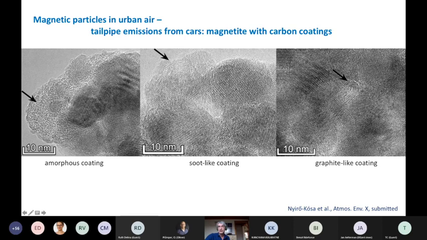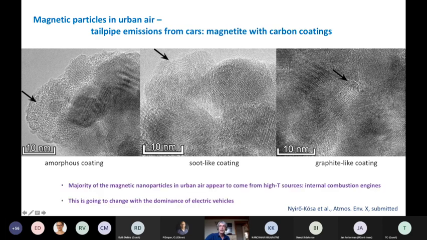There are some catalyst iron oxide particles, and this is happening in the engine or when the flue gas, or the exhaust gas, leaves the engine. So we think that these probably come from a high temperature source, the engine of the car. So that was the takeaway message, that the majority of magnetic nanoparticles appear to come from internal combustion engines. But of course, the more we use electric vehicles, this might change, and the brakes also need a lot of attention.